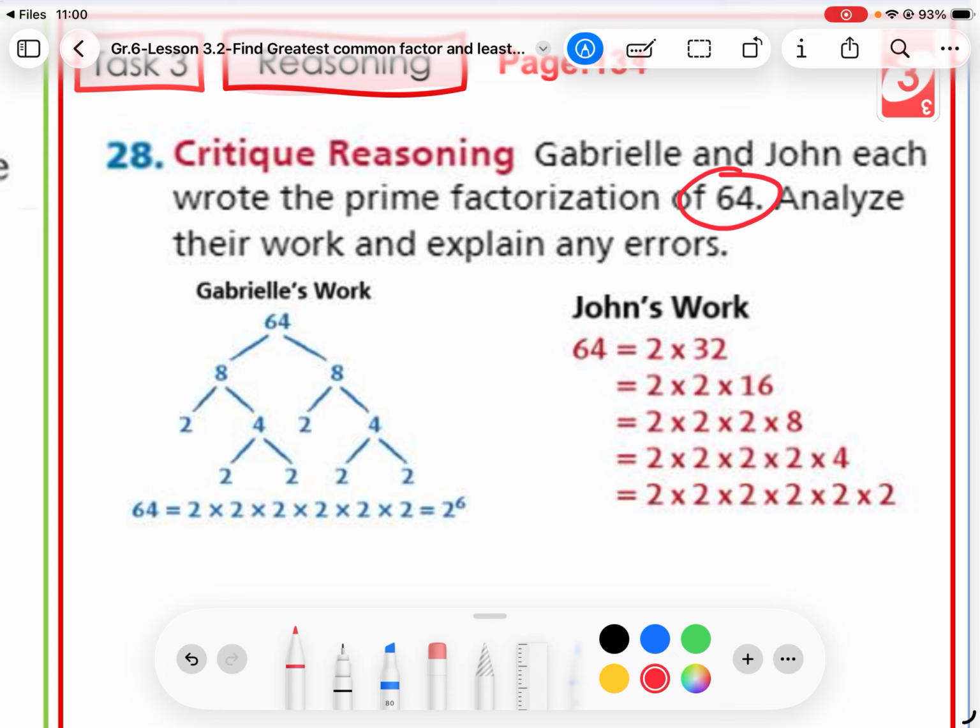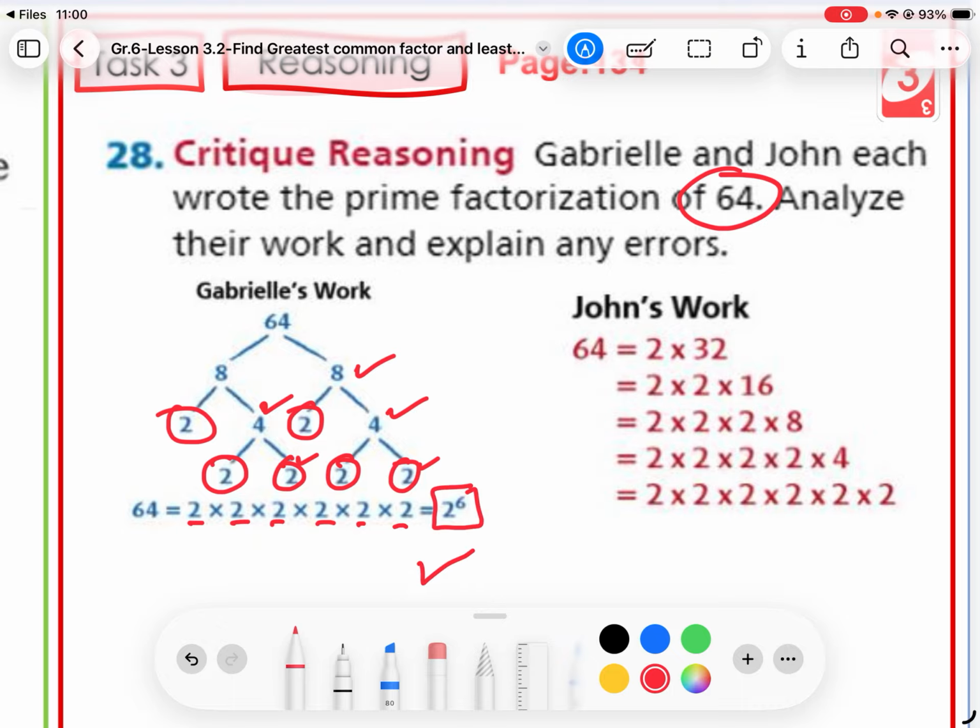So let's look at Gabrielle's work. 64: she multiplied 8 times 8, so far so good. Then she factored 8, it's 2 times 4, that's correct. The other 8 is 2 times 4 as well. Then she factored the 4, 2 times 2, correct. She factored the other 4, 2 times 2, correct. So she's supposed to end up with 1, 2, 3, 4, 5, 6. She ended up with 2 to the power of 6. Okay, her work sounds 100% correct.